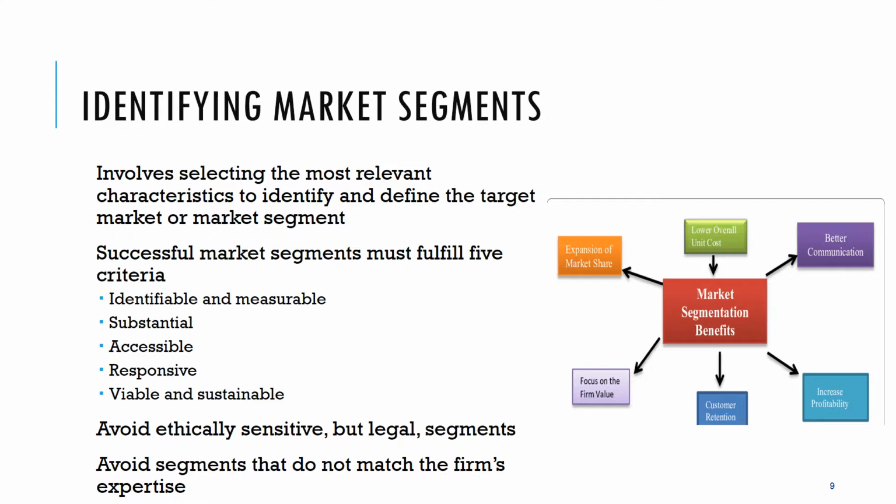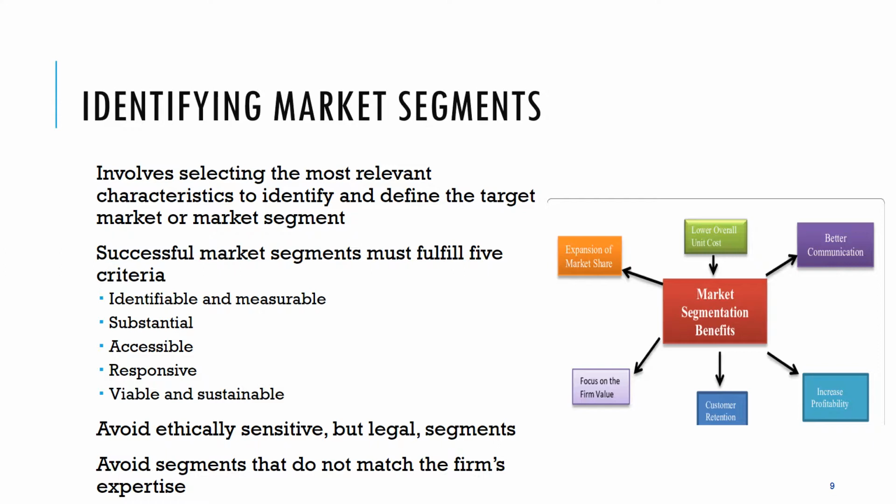So as many data sources as you can get and as many different types of consumer insights and information you can obtain, the better off your chances are for more efficient marketing segments. Identifying market segments involves selecting the most relevant characteristics to identify and define the target market or market segment for your business. So again, your business and your industry will have different characteristics and attributes that you need to develop to identify your customer targets. It's not the same for every company, but it can be similar across the same industry.